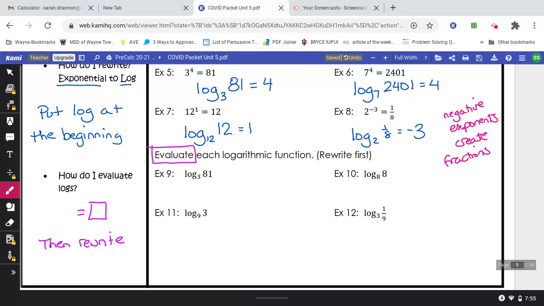So example number 9, we're going to start by putting equals a box. Again, a question mark or an X would work as well. Then we rewrite it first, last, and second. Then we use our calculator to try to figure out 3 to what power is 81. Make sure you're using the caret button, this one, in your calculator to get your exponents. Or you could just start multiplying 3 times 3 times 3 until you get 81. You should be getting an answer of 4.